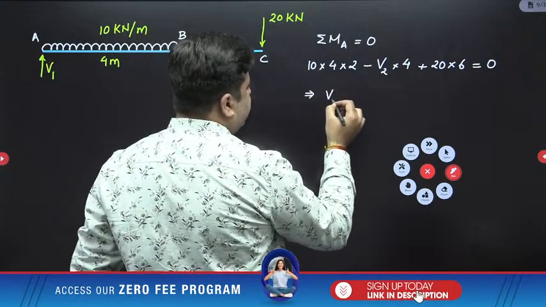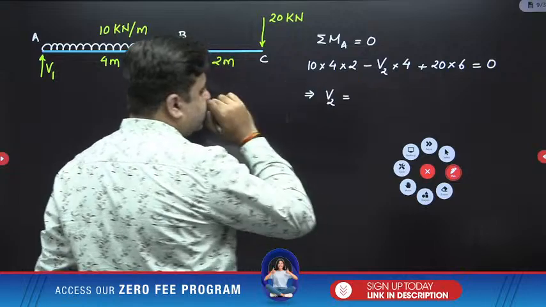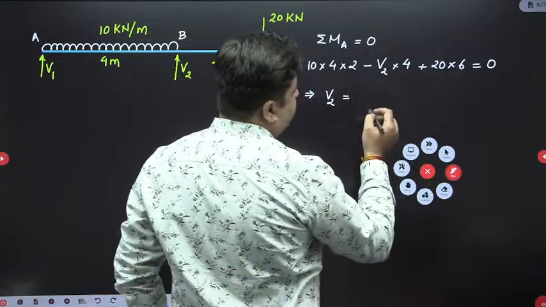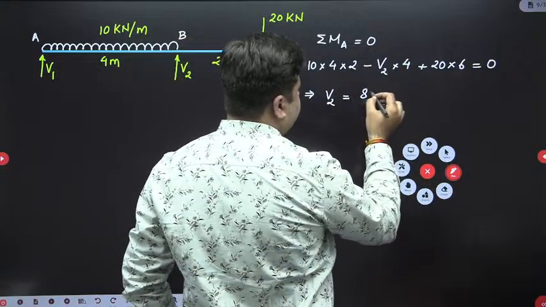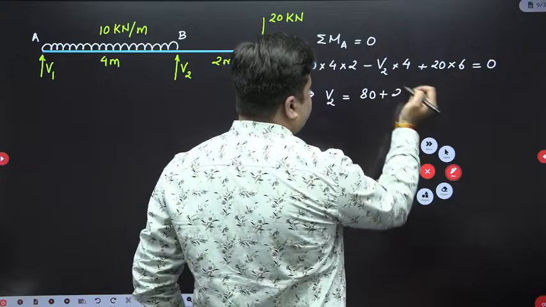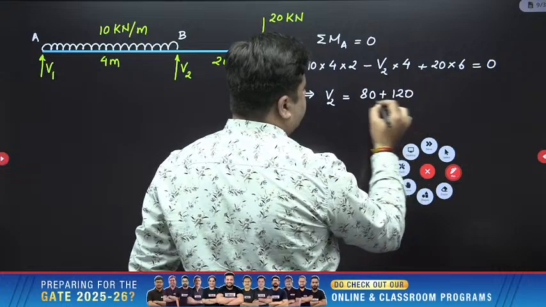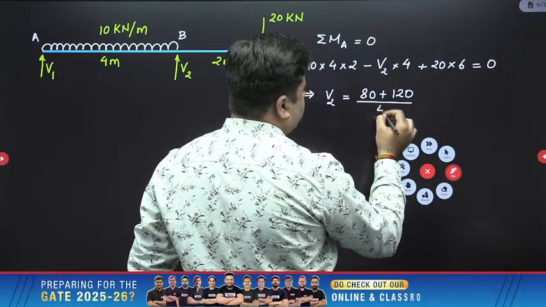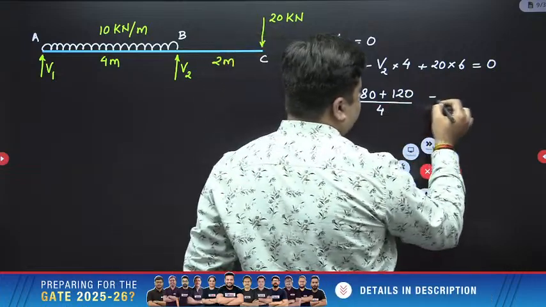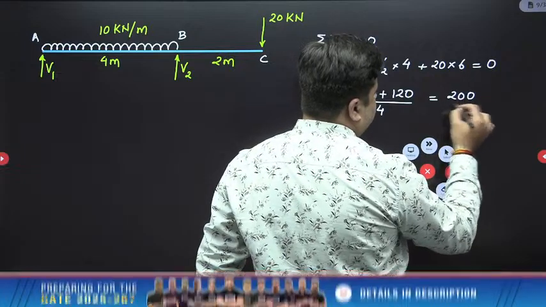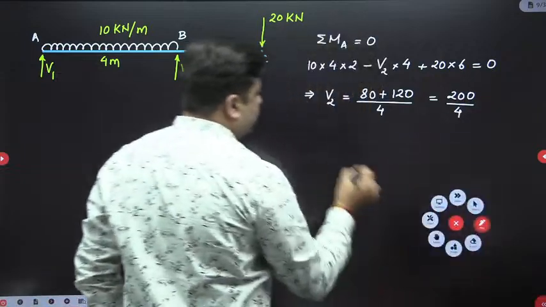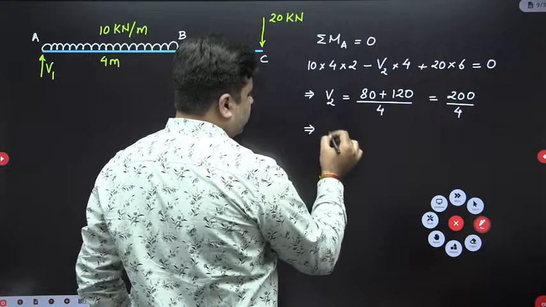So V2 will be equal to, this will be how much? 80. This will be 120. So 80 plus 120 divided by 4. So this will be 200 by 4. So V2 is equal to 50 kilonewton.